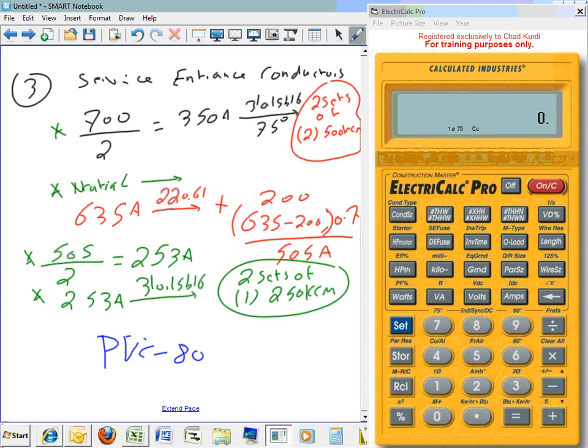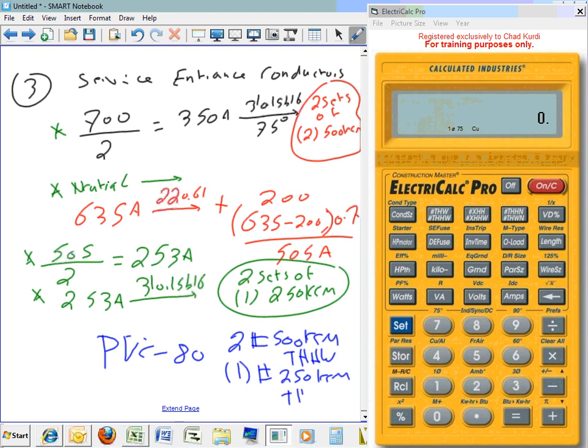I want to remind you that inside the PVC Schedule 80, there are two things. There are two conductors, number 500 KCM THHW, and one conductor, number 250 KCM THHW. So this is what we're sizing a conduit for, right? One set, two conduits, one set. Any question about that? I'm just pulling the info from here and from here, guys.